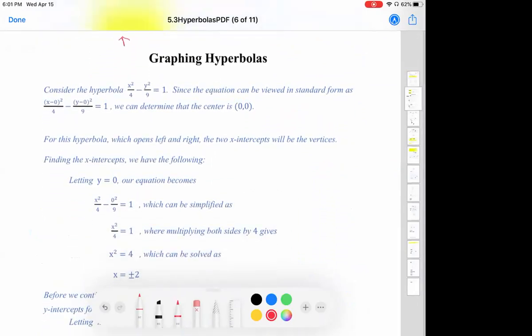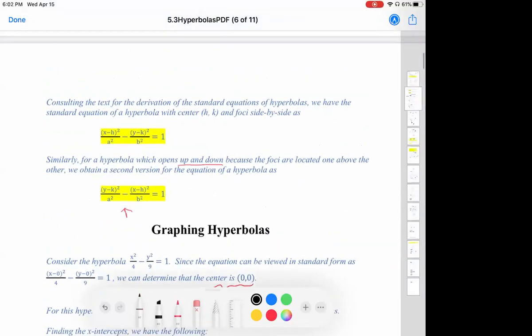All right, graphing hyperbolas. Consider the hyperbola x squared over 4 minus y squared over 9 equals 1. Since the equation can be viewed in standard form as (x minus 0) squared over 4 minus (y minus 0) squared over 9 equals 1, we can determine the center is (0, 0). Just like before, nothing really changed. For this hyperbola, which opens left and right, wait, how do we know it opens left and right?